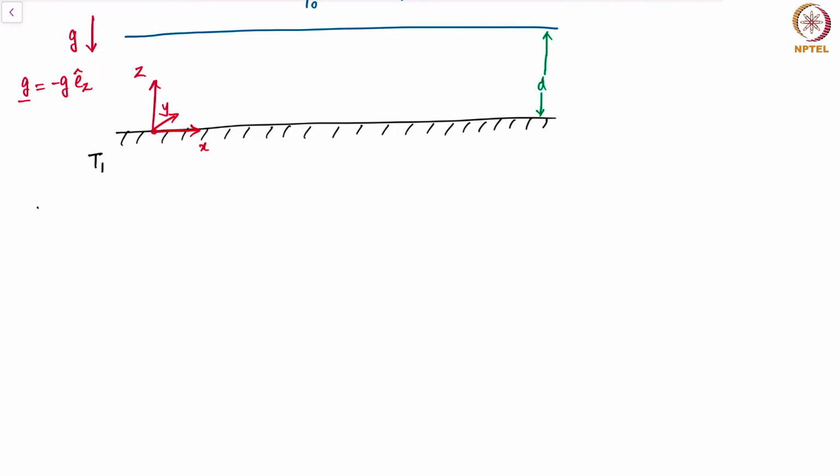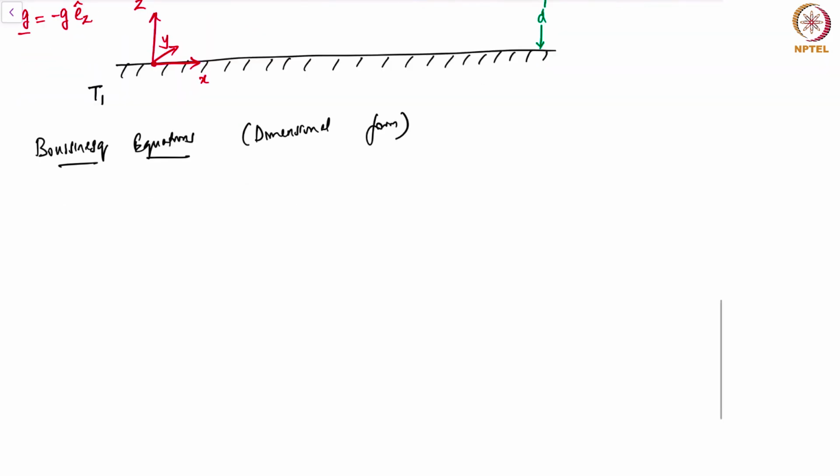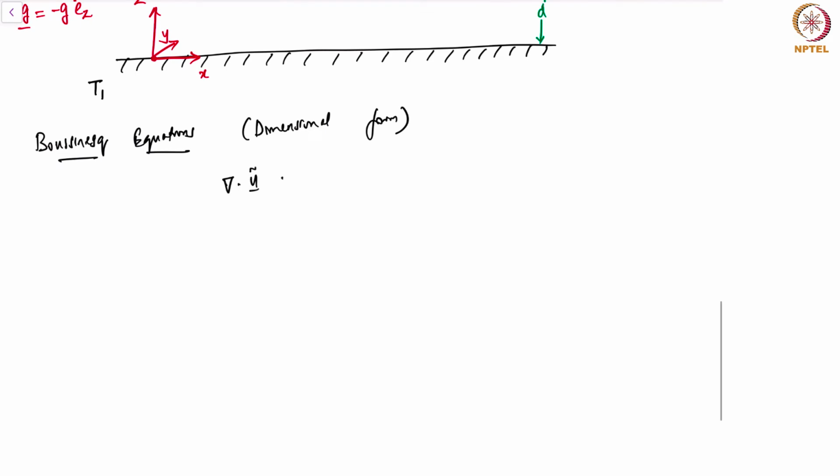Now we'll write down the main governing equations. These are the Boussinesq equations in the dimensional form. My continuity equation will be just del dot U equals 0. For the momentum equation in the Boussinesq approximation, let me first write down the general version of it, and then we will tell you what the Boussinesq approximation is for students who may not know what this approximation is. If the density is rho, then I have rho times del U by del t plus U dot grad U.